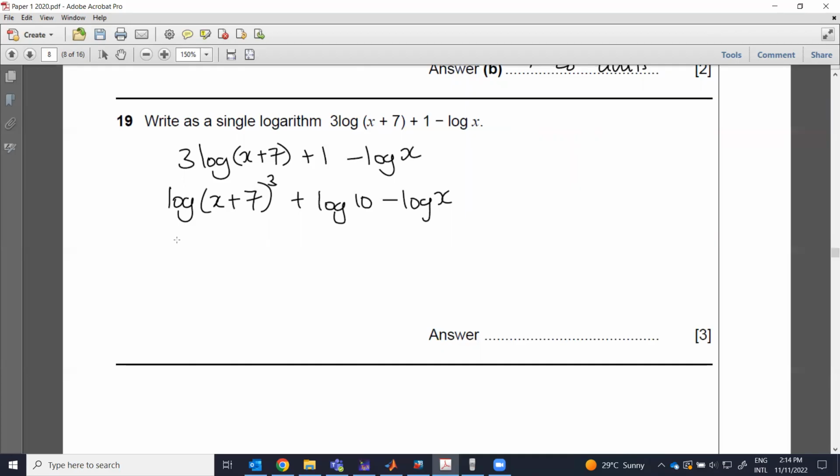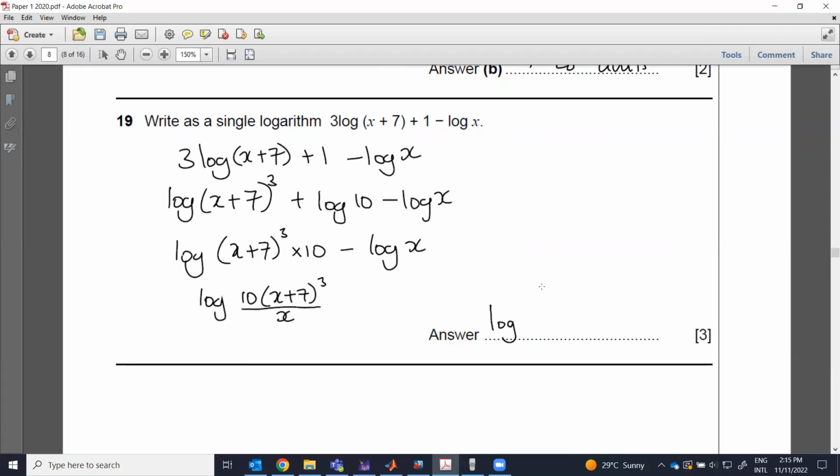So if I look at these two first, I have log of (x plus 7) cubed times 10, minus log x. So in the exam, you don't need to do all these long steps. You can, of course, just multiply and divide in one step. I'm just doing it this way because I'm explaining it. So here I'll have log of 10 (x plus 7) cubed, and then because I'm subtracting, I divide by x. So this is log, you can even put brackets here. We have 10 (x plus 7) to the power of 3 over x. Okay, you can't really simplify it any further, so you just leave it like that.